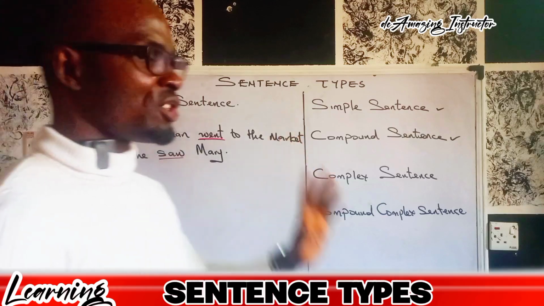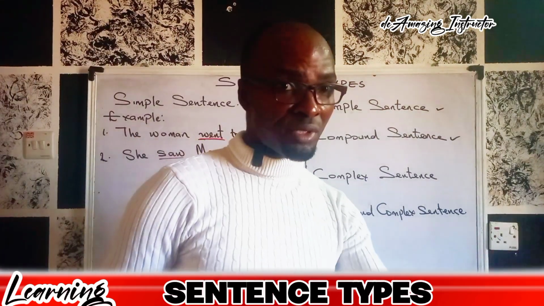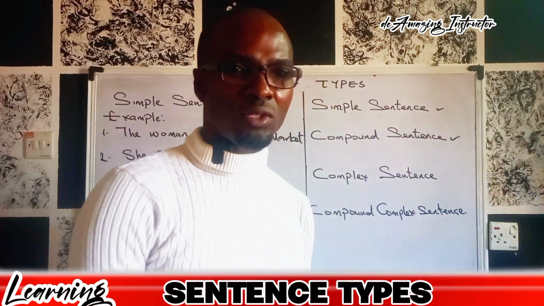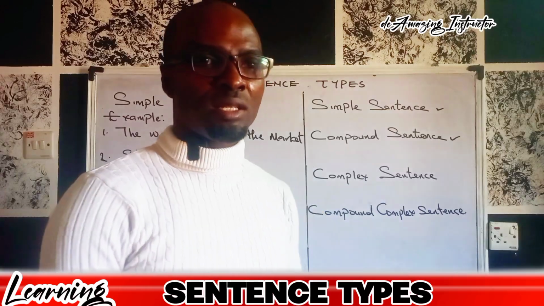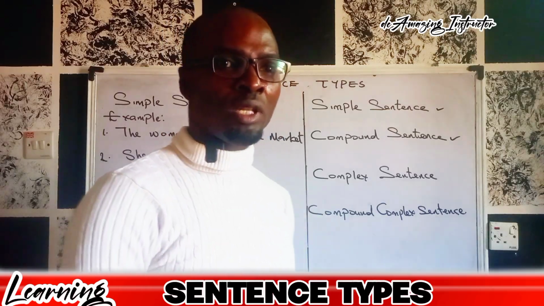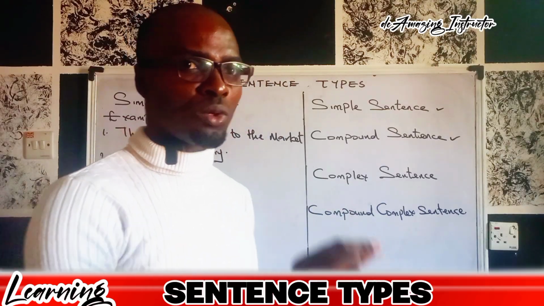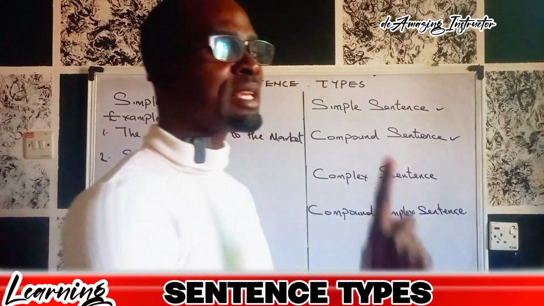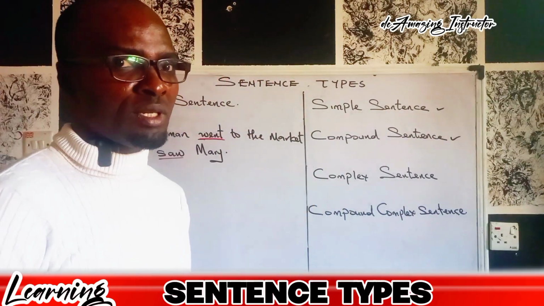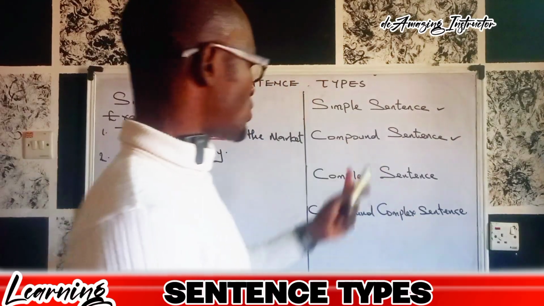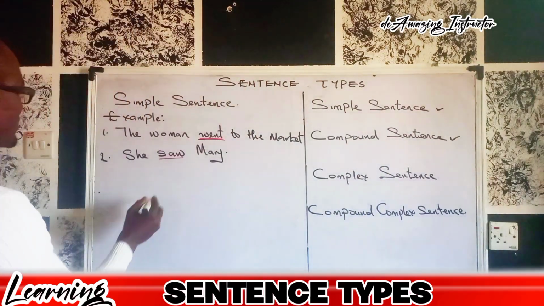Now, having considered what a simple sentence is, I repeat, a simple sentence is an independent clause or main clause that projects only a single thought. It contains one verb with one idea. That is a simple sentence. Now we move to the next one, which is the compound sentence.